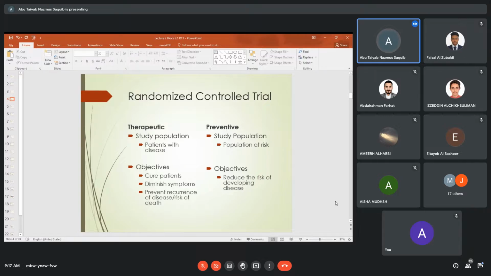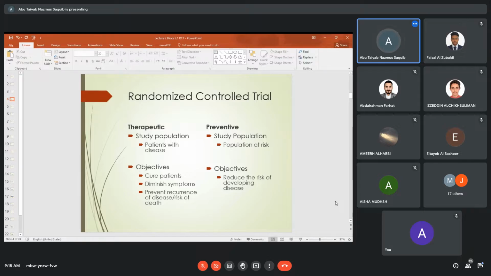The patient has already developed the disease. So what outcome are they interested in? Either cure, or if there is no cure, how to reduce the symptoms. And for some diseases like cancer, they don't want the cancer to come back, so prevent recurrence or death. That's once you have the disease. But if you don't have the disease, your number one goal is how to avoid the disease, how to prevent the disease. That is the theme of the preventive trial.